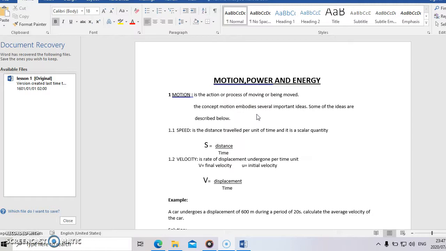Today's lesson I'm going to be teaching you engineering science, which is part 1. So we're going to start with motion, power, and energy.